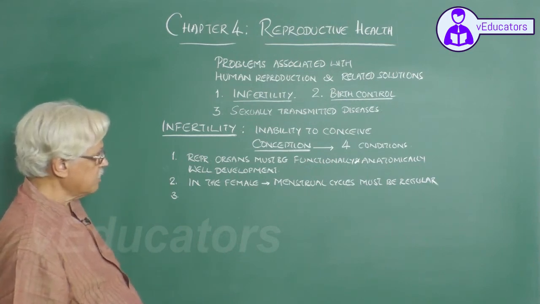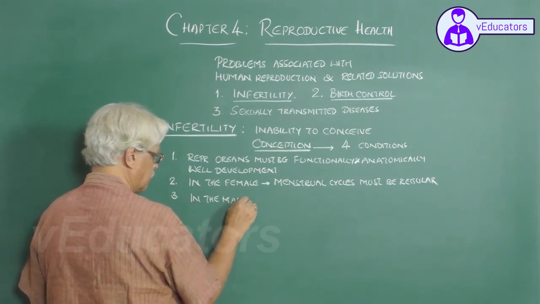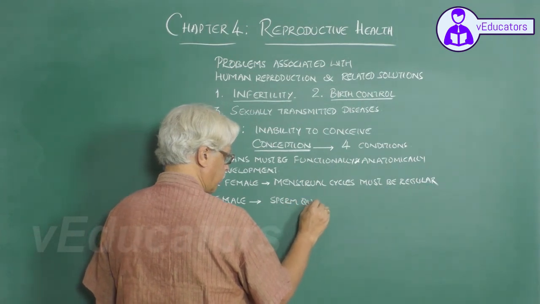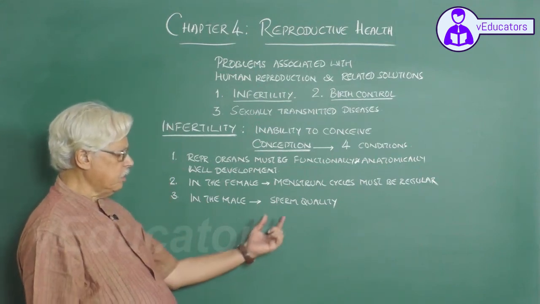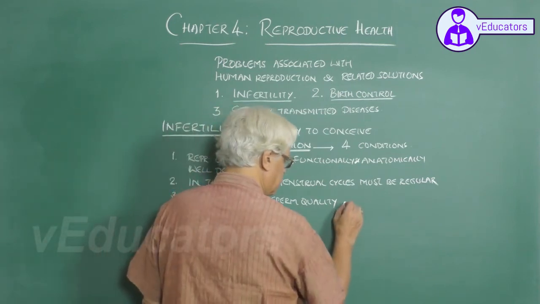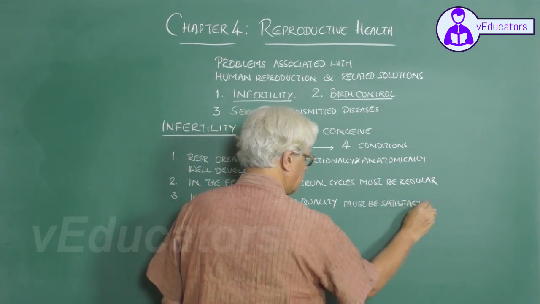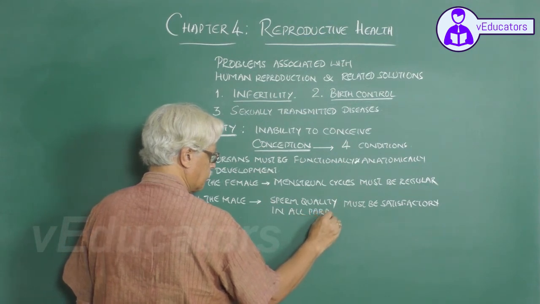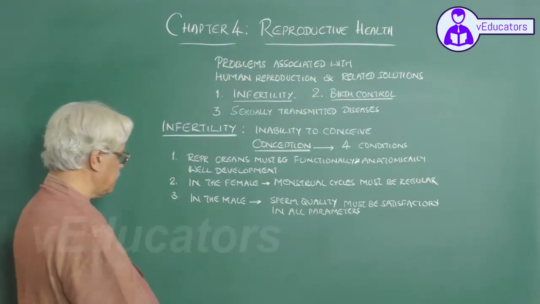Another important condition is that in the male, the sperm quality must be satisfactory in all parameters. When you talk about sperm quality, it may be the volume of the semen, it may be the activity of the sperms. We will come back to that later.